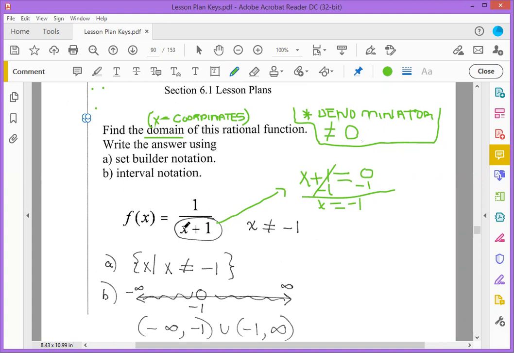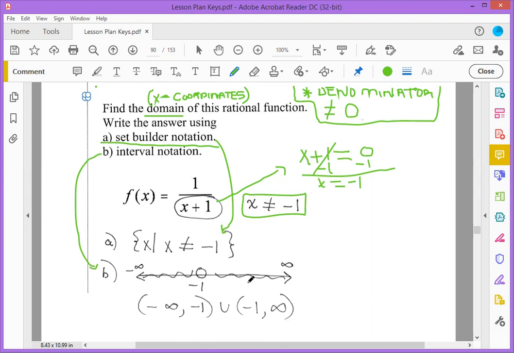So when x is negative 1, our denominator is 0. Therefore, the domain could be any number for x except for negative 1. It can't be negative 1. Therefore, the way we would describe this domain is by putting the limitations, part A, in set builder form. So we want values of x such that, remember this vertical line means such that, x cannot be equal to negative 1.